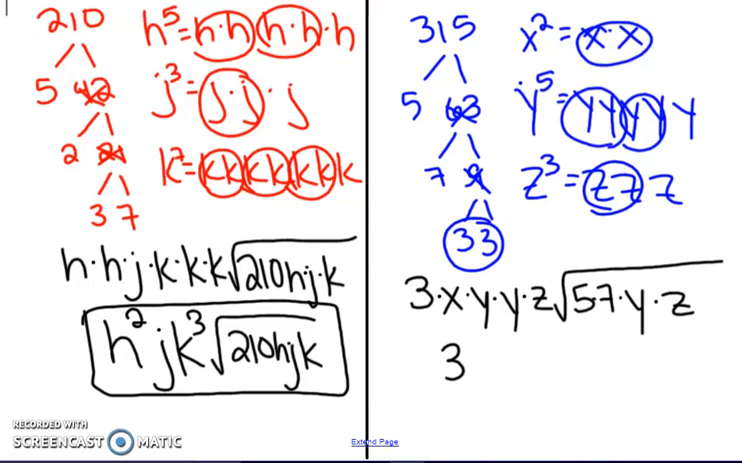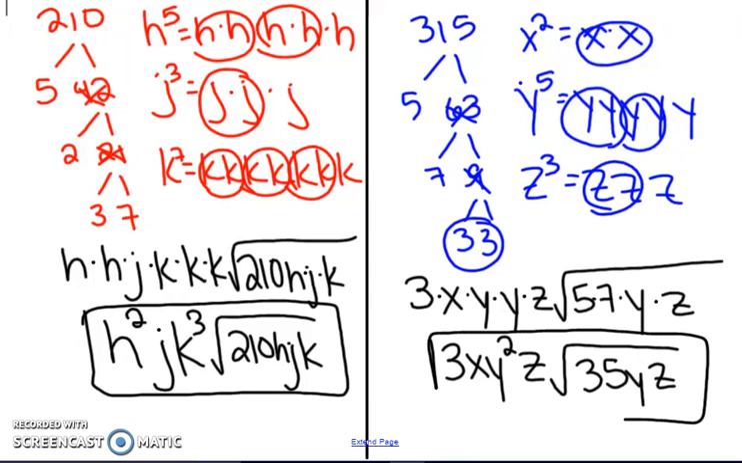This becomes 3 times x, we have 2 y's, so it's y squared and z. Underneath the radical is 35yz. This is now your simplified answer, and that is your final answer.